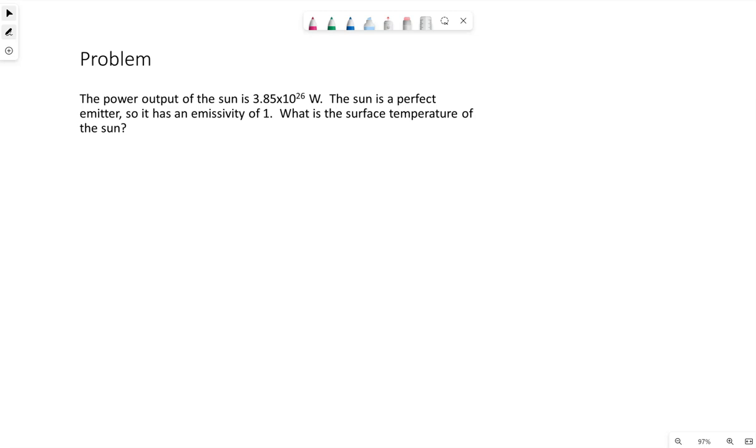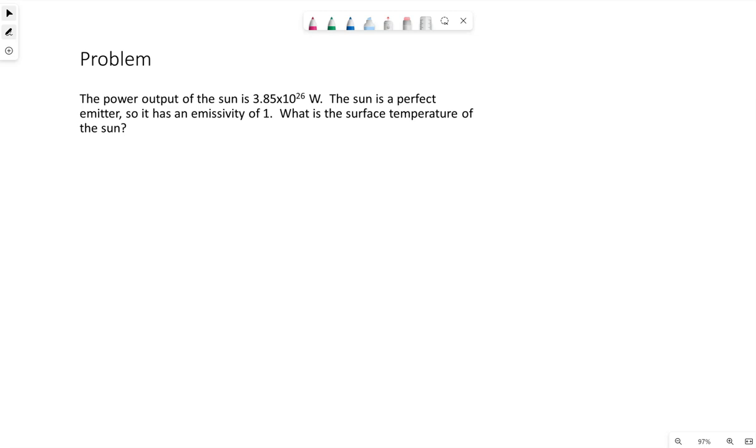I have another example problem here. The power output of the sun is 3.85 times 10 to the 26th watts. The sun is a perfect emitter, so it has an emissivity of 1. What is the surface temperature of the sun?